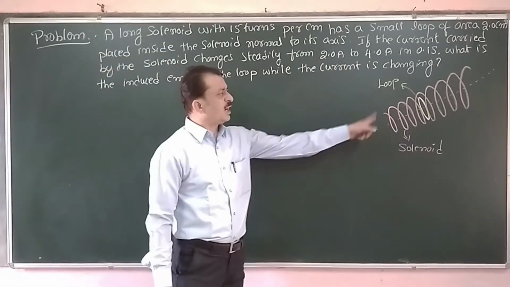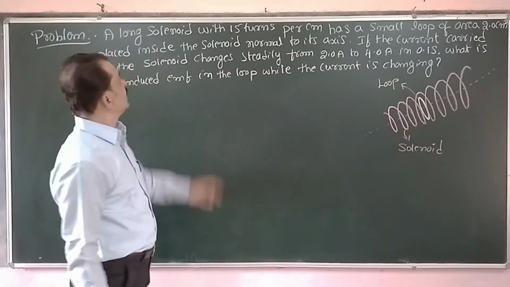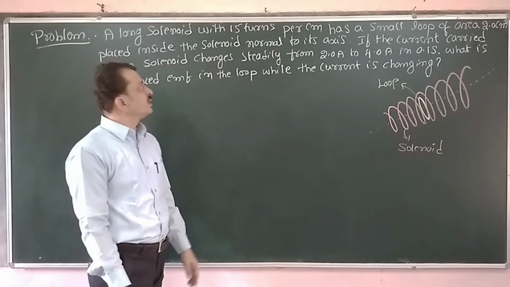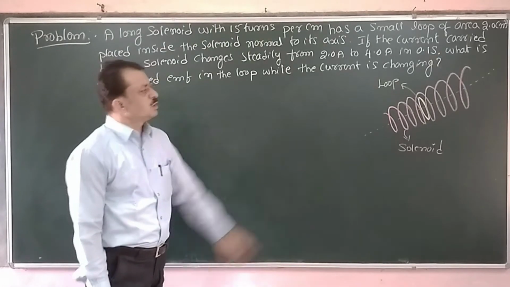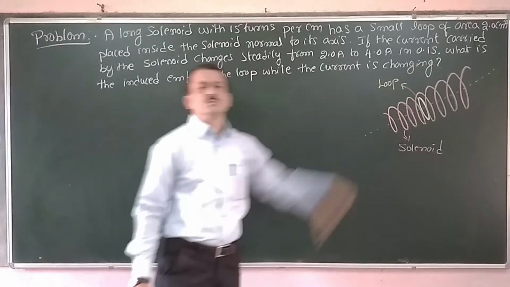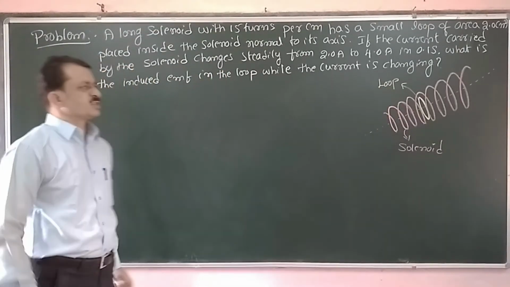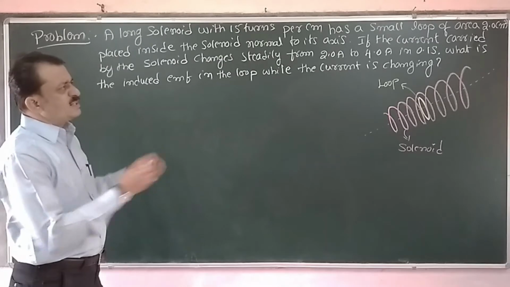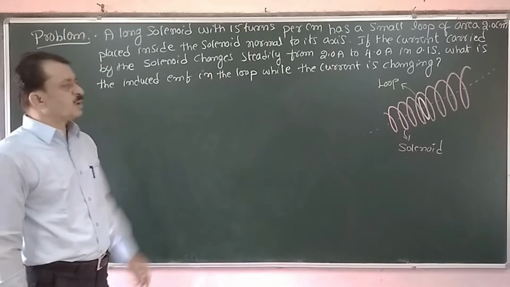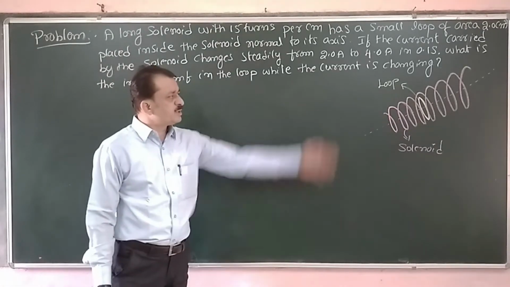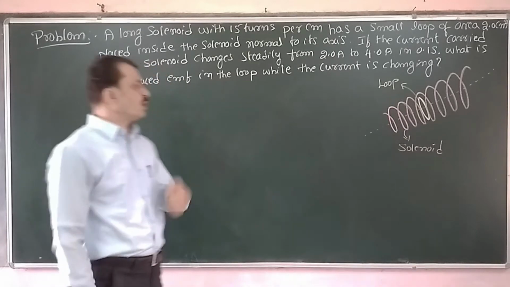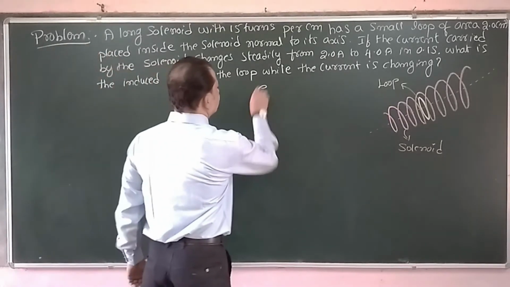They have given a solenoid, its length, and the number of turns per unit length, small letter n. Now inside the solenoid we have a circular loop. Look here in the diagram, a single loop is placed. If the current in the solenoid is changed from 2 amps to 4 amps in 0.1 second, what will be the induced EMF in that particular loop? That we have to work out.